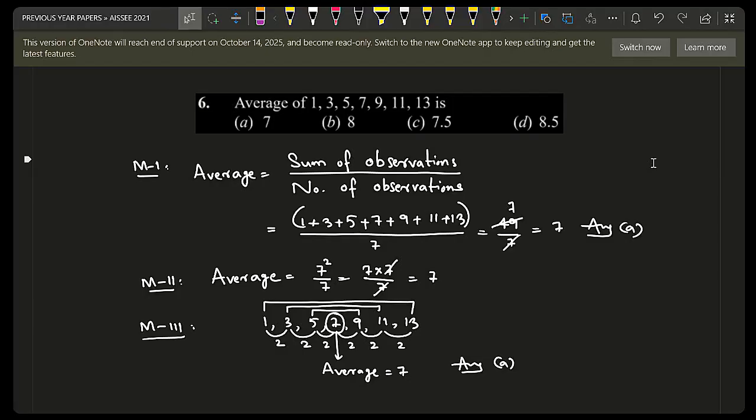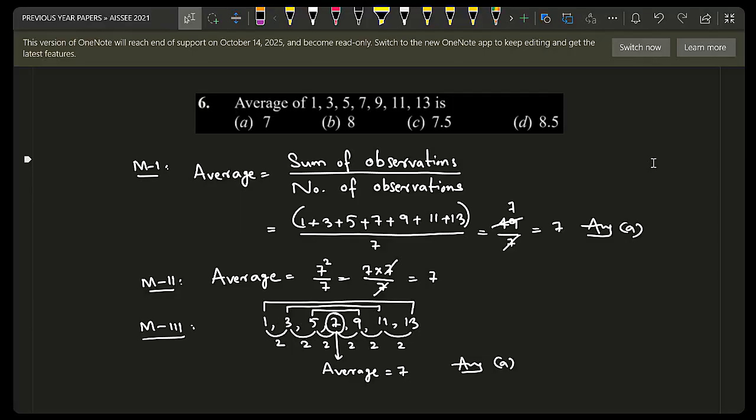Repeat that formula. Sum of first n odd numbers is n square. Repeat again. Sum of first n odd numbers is equal to n square.